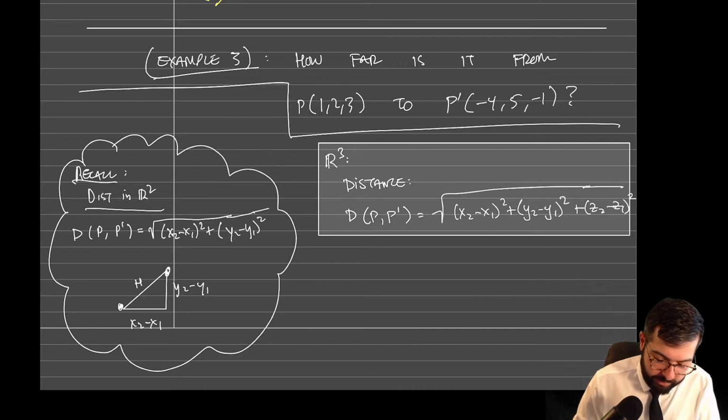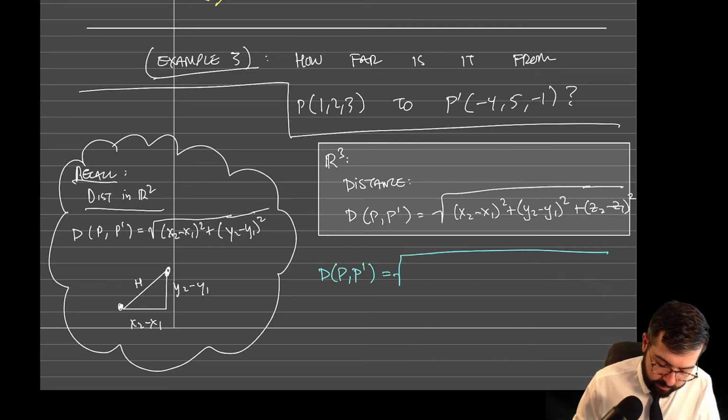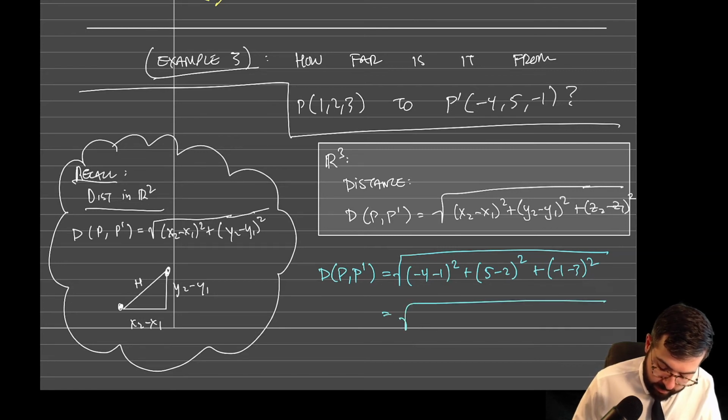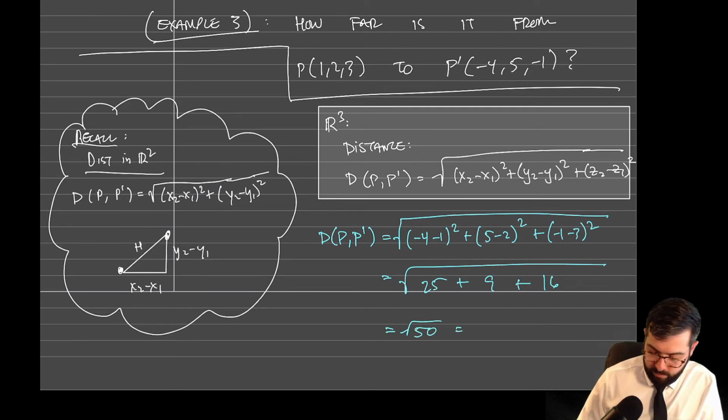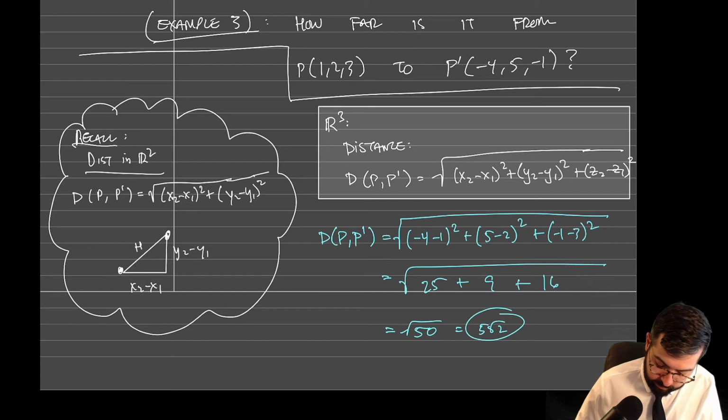And so this is how we calculate distance, and it's pretty simple. It's the square root of -4 minus 1 squared plus 5 minus 2 squared plus -1 minus 3 squared. That's 25 plus 9 plus 16, which is radical 50, which is 5 radical 2.